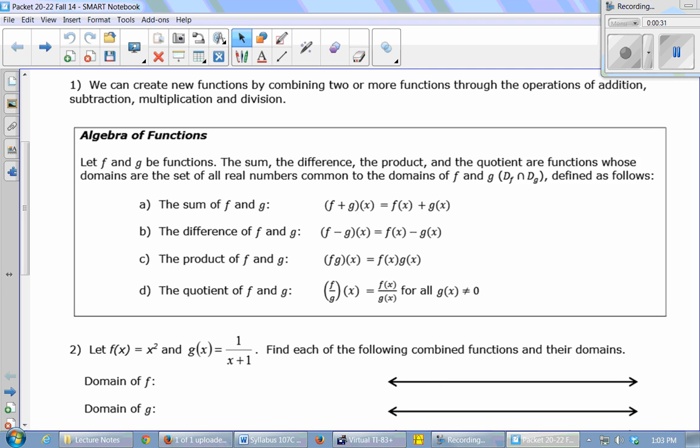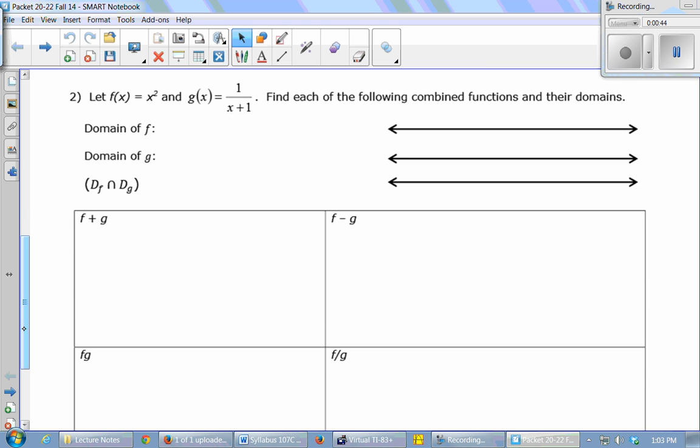And the domain of two functions that are combined via standard arithmetic is the intersection of the domain of f and the domain of g. So let's do an example here. If we let f be the function x squared and g be the function 1 over x plus 1, what's the domain of f?